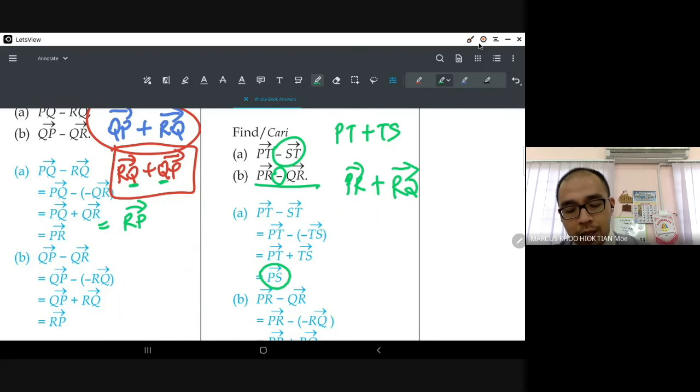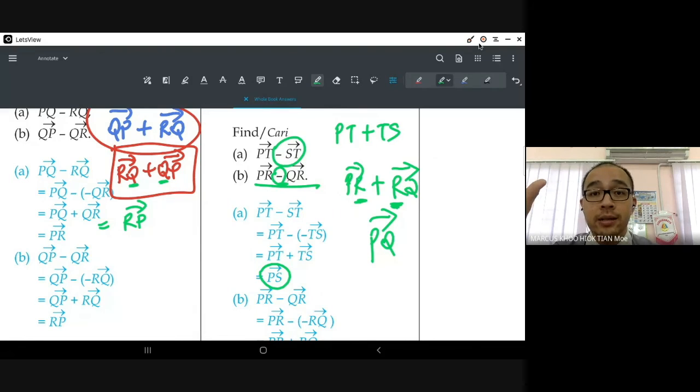Okay, tukar tanda, tukar arah. So, R di tengah bahkan. Asalkan R di tengah, you have PQ. Ini kan sebenarnya tidak payah tengok gambar aja pun kamu boleh jawab. Because kamu guna dasar huruf saja. You just use the letters to help you to answer this.